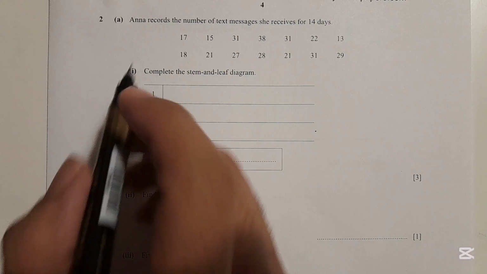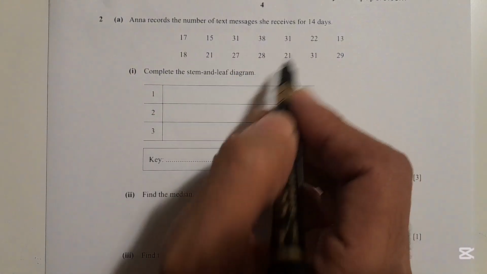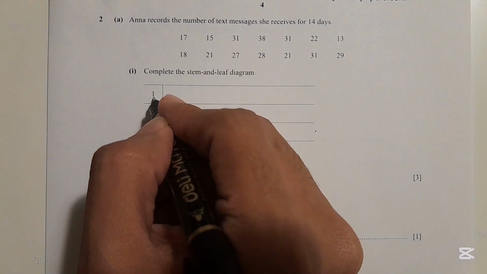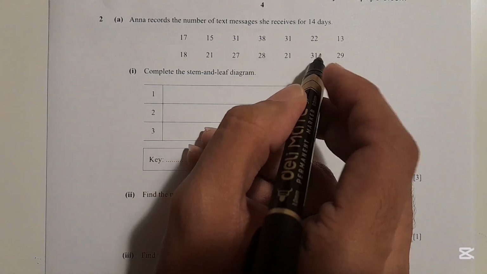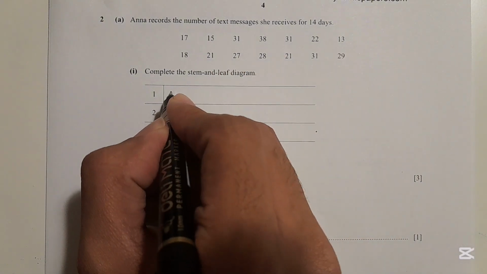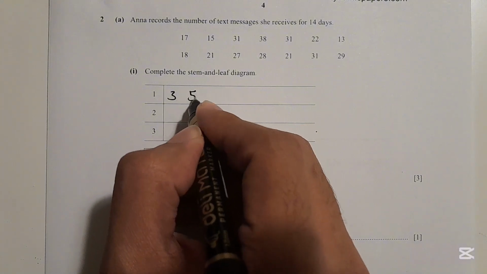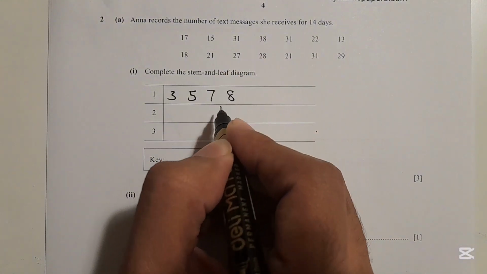Question 2. A states Anna records the number of text messages she receives for 14 days. Complete the stem and leaf diagram. So the first small number is 17, 15. Then here we can see it's 30. So first is 3. Then we have 15, then we have 17, and last is 18.